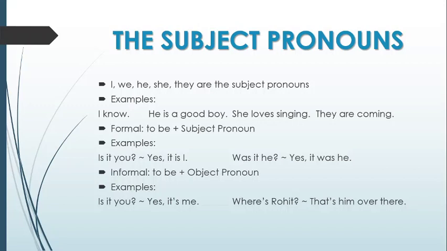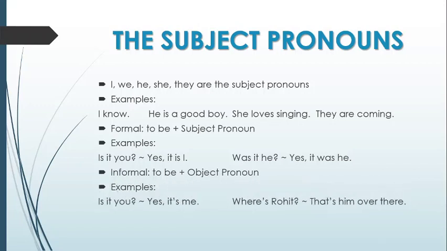Was it he? Yes, it was he. Again, was is a be verb and after that we use a subject pronoun. But the point is we use this when we are speaking formally. However, when we speak informally, we can use object pronoun after the to be verb. For example, in informal speaking, is it you? It becomes yes, it's me.